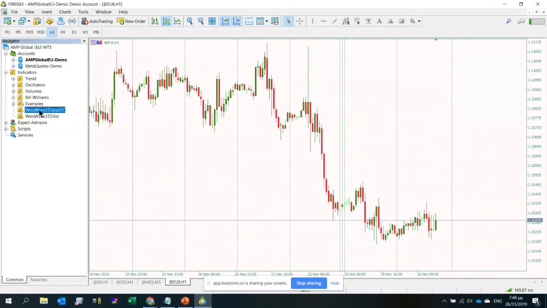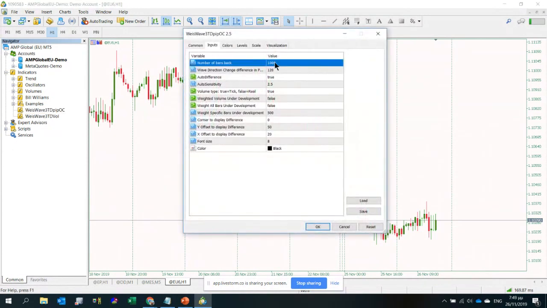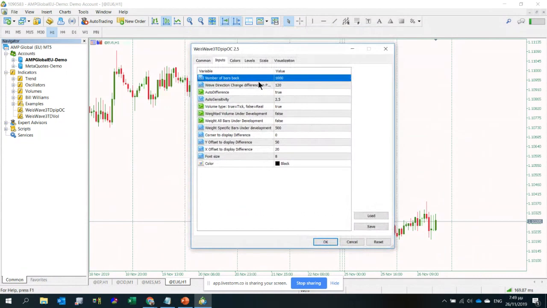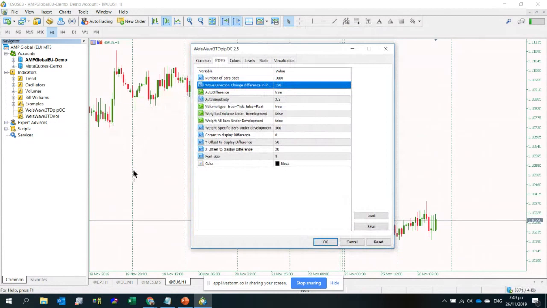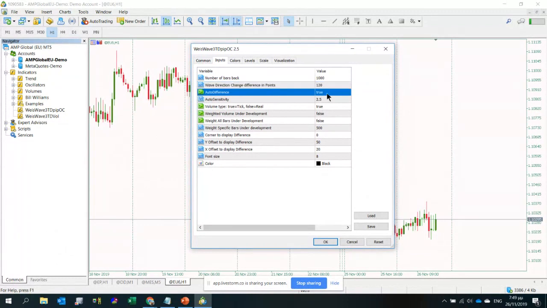So let me put first the PIP wave. The PIP wave has a setting for how many bars back you want to load the indicator, so it doesn't take a lot of CPU power loading the full downloaded data. Then you can decide with this parameter, the wave direction change, and this number is in points, where points equal pips times 10 for Forex. And if you set the auto difference to false, it means it uses the number that you have set up here. So let me just do that.